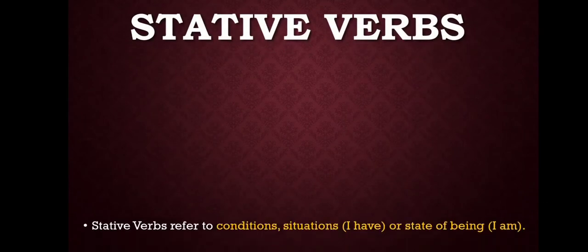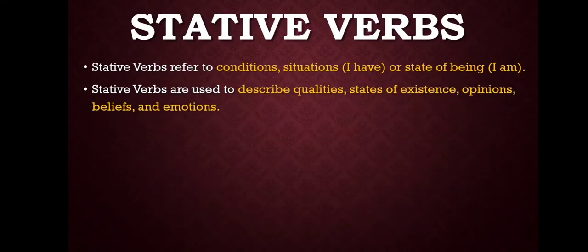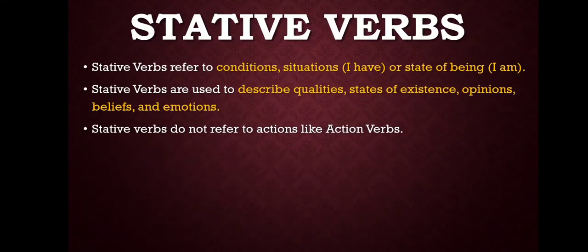Next is stative verbs. Stative verbs are those verbs which refer to conditions, situations, or states of being. These are opposite to action verbs because they do not describe an action, but they do describe qualities, states of existence, opinions, beliefs, and emotions of the subject or the doer of the sentence. Stative verbs are opposite to action verbs.